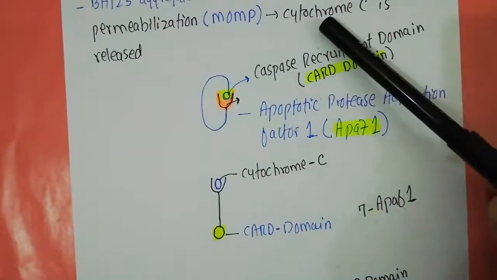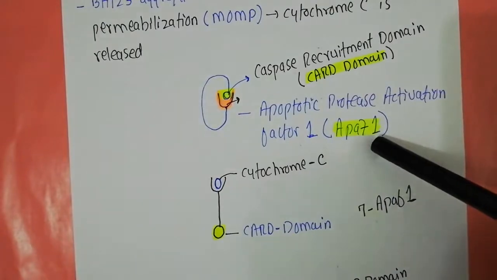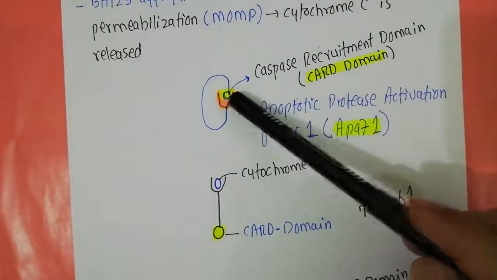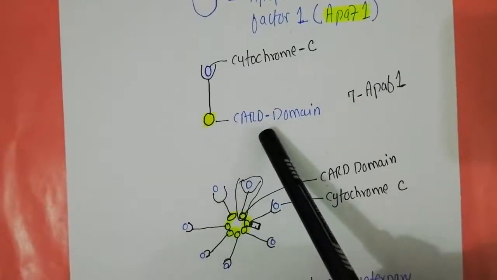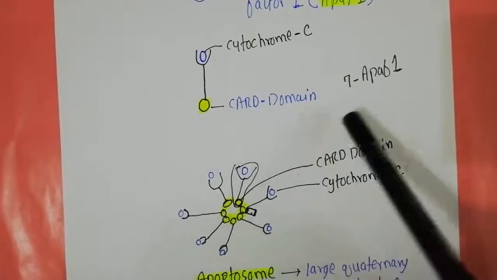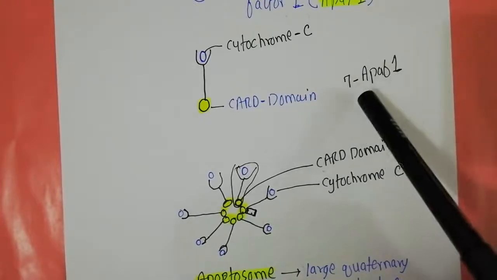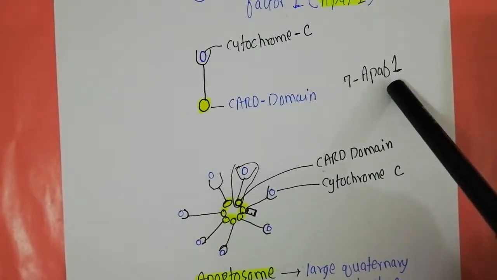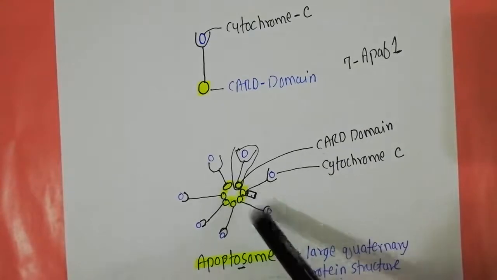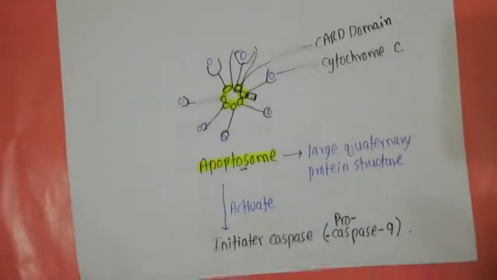So when the cytochrome c is released, that goes for the activation of the APAF1, and when the APAF1 is activated after the binding of the cytochrome c, its CARD domain is now exposed. The seven APAF1 molecules, the seven APAF1 proteins, combine with each other, utilizing their CARD domain to make this big structure which is known as the apoptosome.